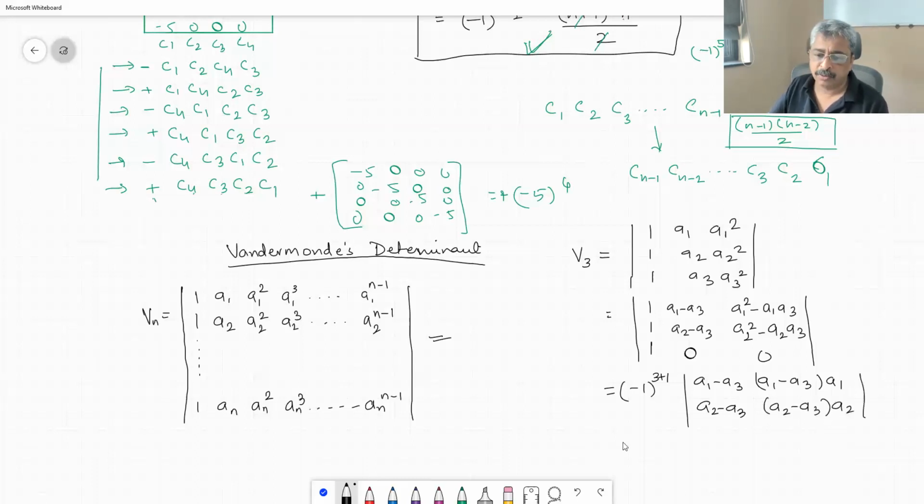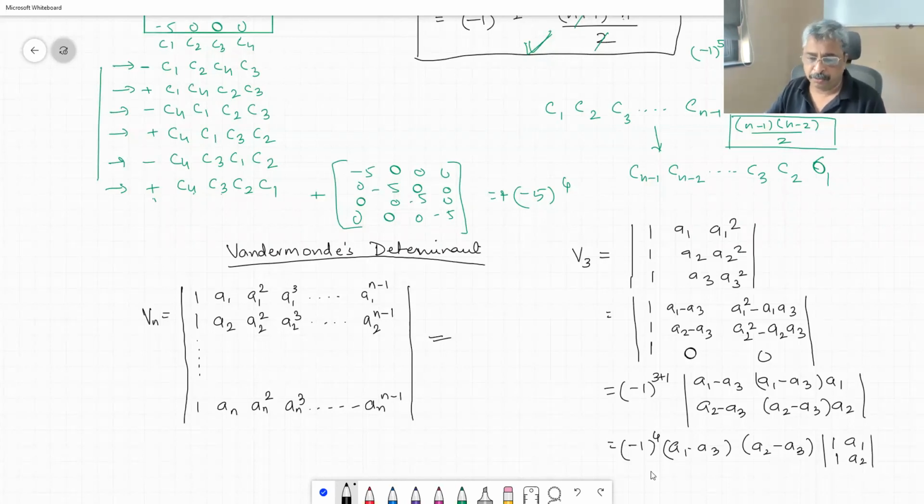Okay, good. So -1 raised to 4. A1 minus A3 and A2 minus A3 come out common, and you end up getting 1 A1, 1 A2. So this is the Vandermonde 2 by 2: -1 raised to 4, (A1 minus A3)(A2 minus A3) V2, correct?